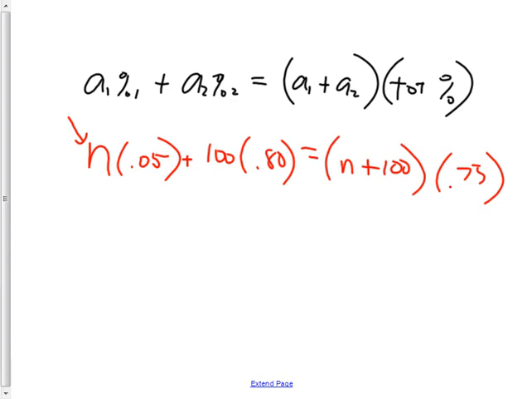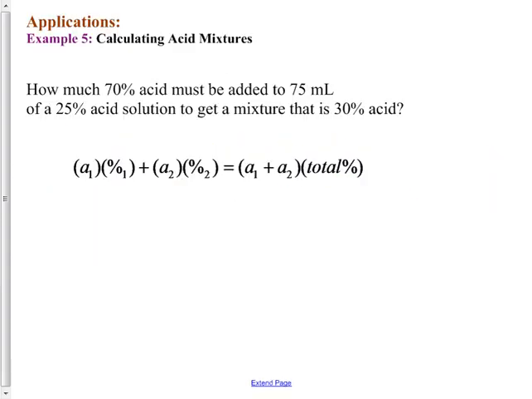All right, so I want you to use this one right here, and I want you to figure out the answer, start to finish. Right now, this is a typical test question. See if you can handle it. If you're having trouble setting it up, I'll start that. I don't know how much 70% plus 75 milliliters of 25%. Amount 1 and amount 2.